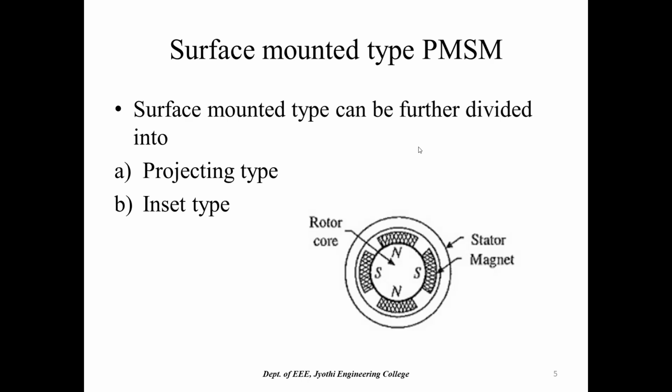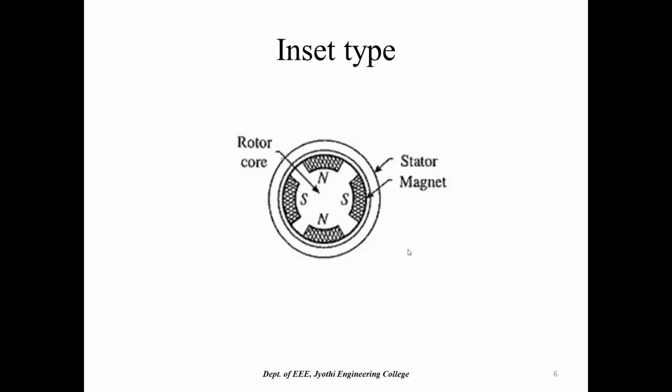The figure shows the projecting type permanent magnet synchronous motor. So it is clear that these are the permanent magnets, and these permanent magnets are attached to the exterior periphery of the rotor. Normally epoxy glue is used for this. Next one is the inset type. In inset type also, the permanent magnets are attached to the rotor surface but to the interior periphery.